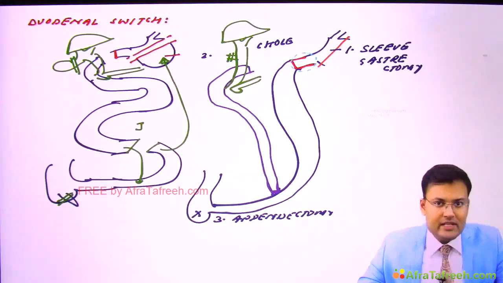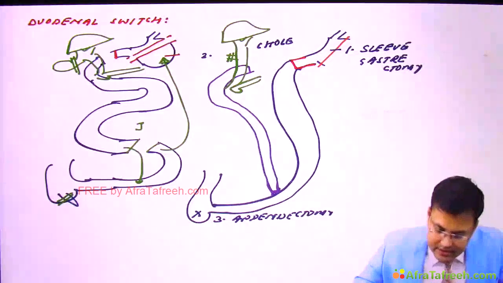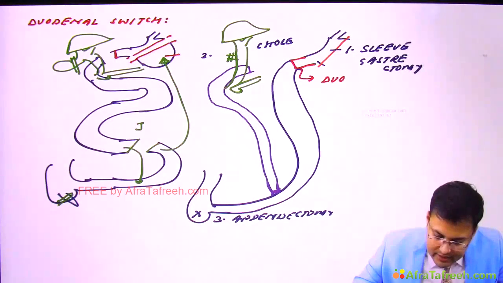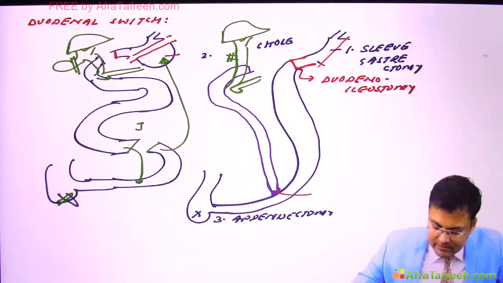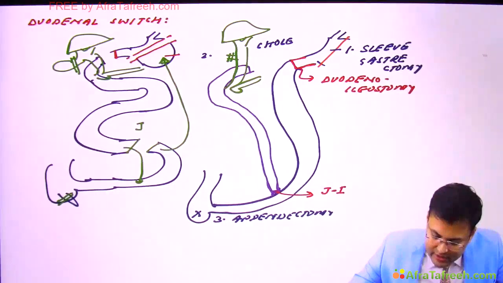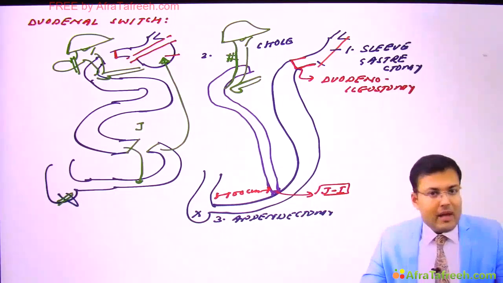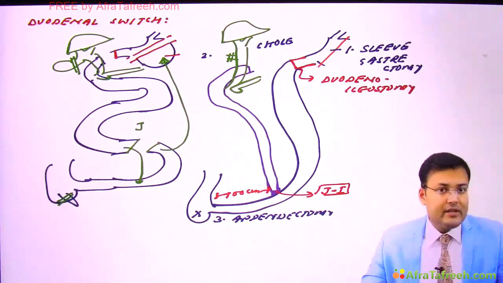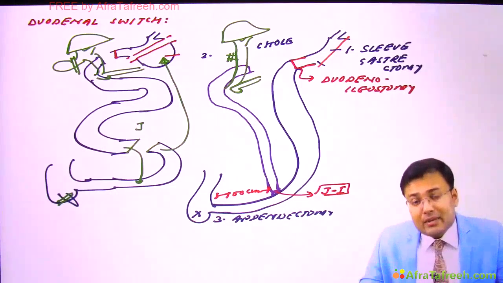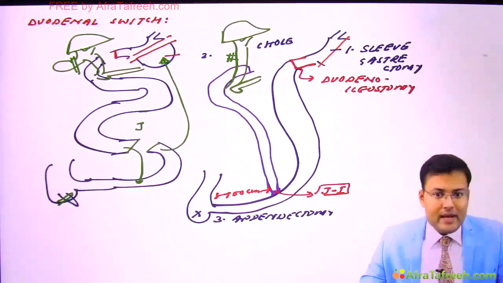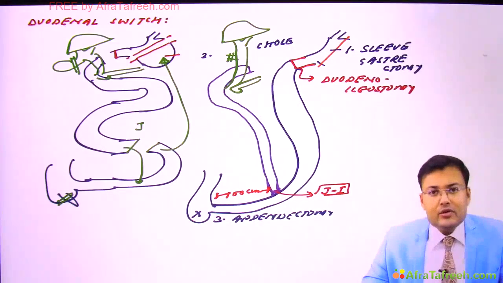And what is the name of this anastomosis? This is duodenoileostomy. Advantage: it is going to decrease the risk of stomal ulcer. And what's the name of this anastomosis? This is jejunoileostomy. The common channel length is 100 centimeter. That's why here the malabsorption is not that severe. Weight loss is not as much as seen in biliopancreatic diversion. So this is duodenal switch.